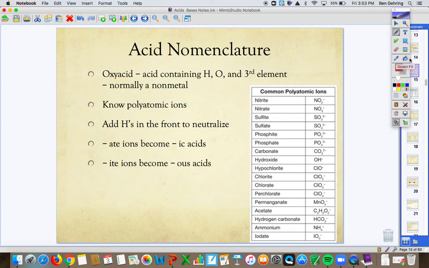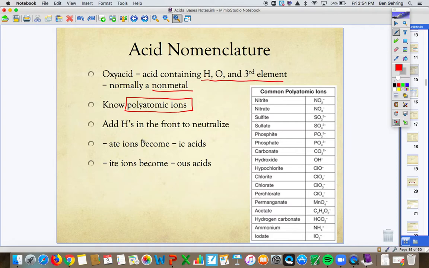When we talk about oxy acids, binary again had two elements. Oxy acids have three, typically three or more. So these are acids containing hydrogen, oxygen, and a third element, and typically it's a nonmetal. This is where your polyatomic ions come in very handy. If you know your polyatomic ions, naming oxy acids won't be a problem. In order to make your polyatomics an acid, we add H's, hydrogens, to the front in order to make it neutral.